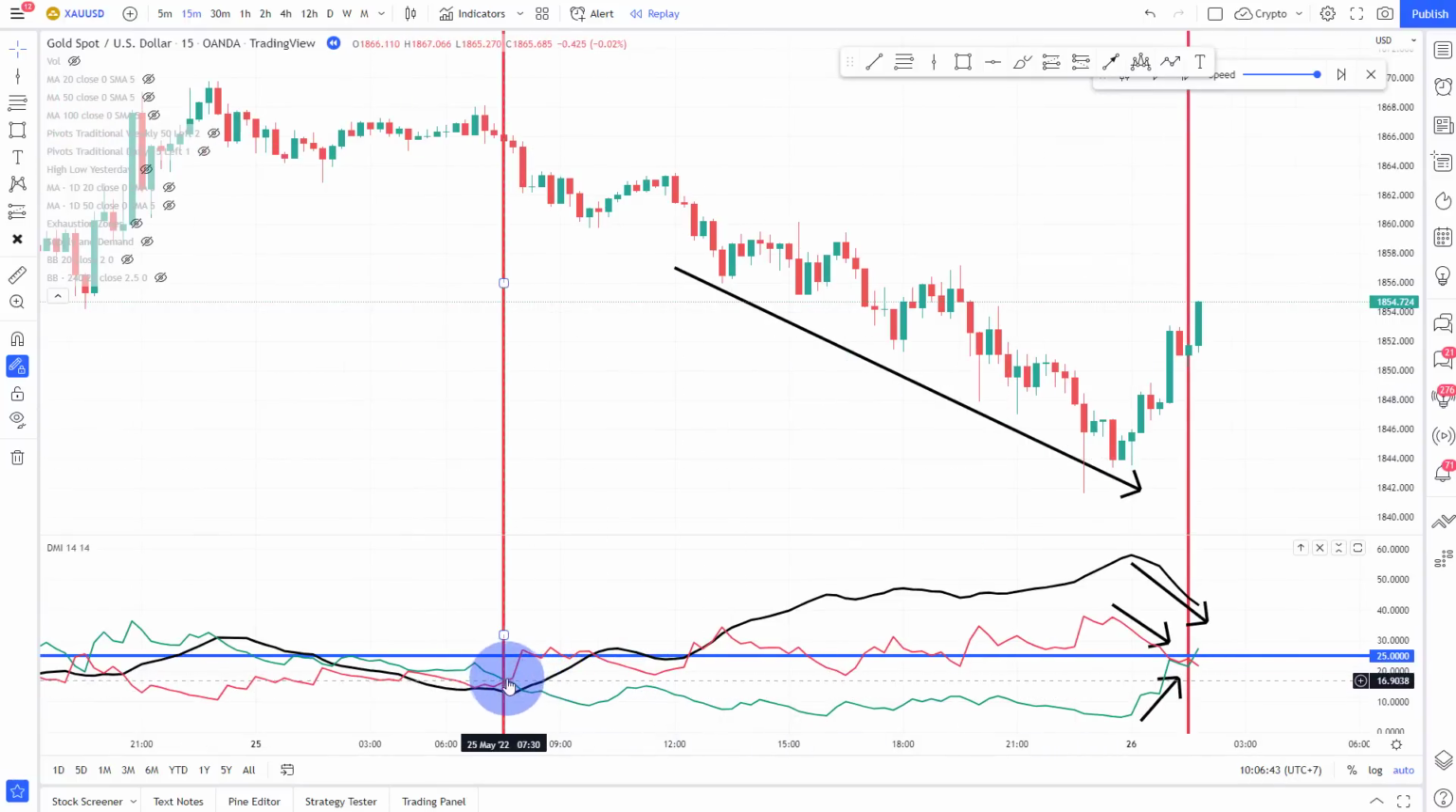So really interesting sequence of signals. The first signal is the DI lines crossing. The second is the ADX going up. The third is then the ADX getting above 20 or 25. And then the trend is over once it recrosses and goes into the opposite direction.